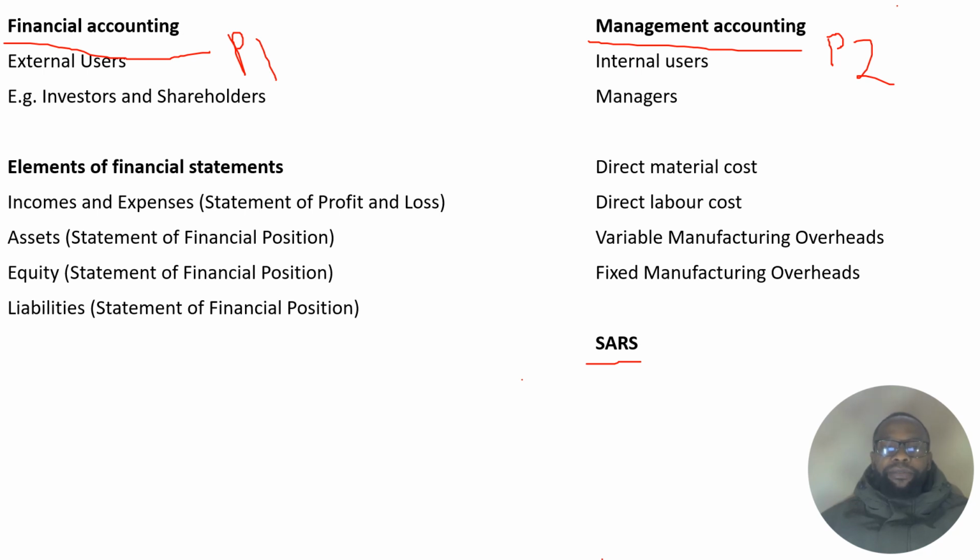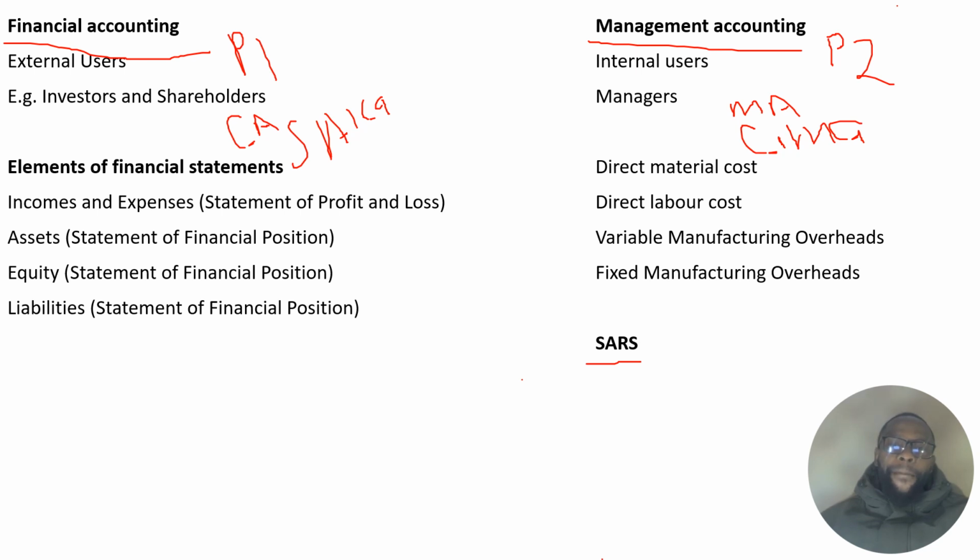So let us start from financial accounting. Financial accounting is used by chartered accountants. There is a difference between a chartered accountant and a management accountant. There are CAs here, chartered accountants, and then there are management accountants here. Chartered accountants are registered with SAICA. Most of the management accountants are registered with CIMA, the Chartered Institute of Management Accountants.